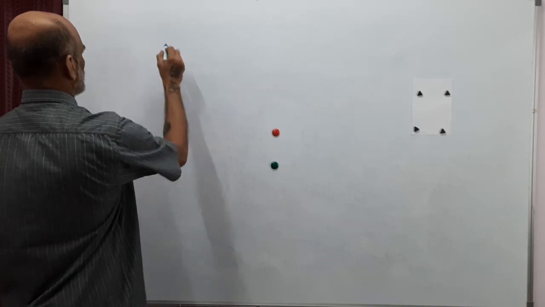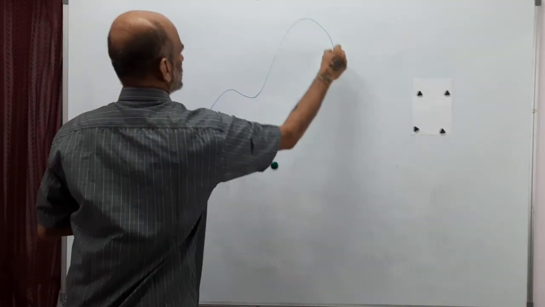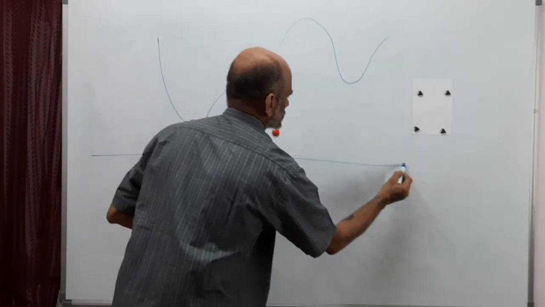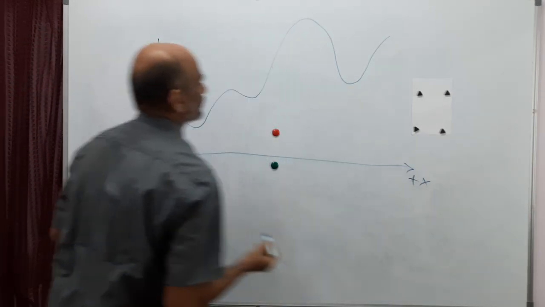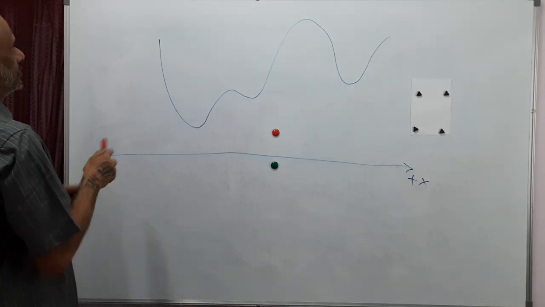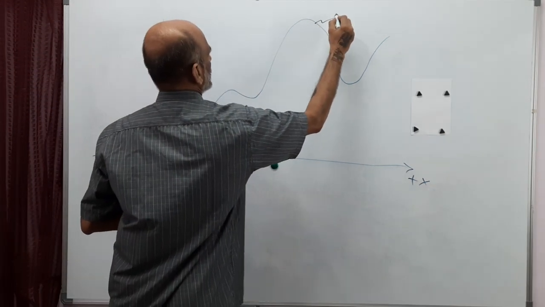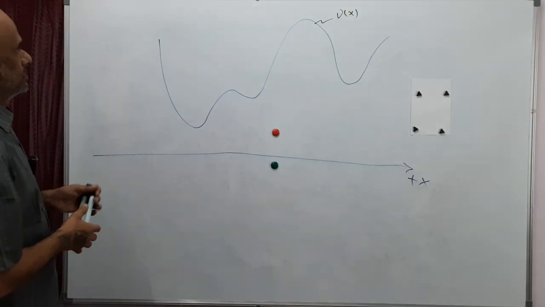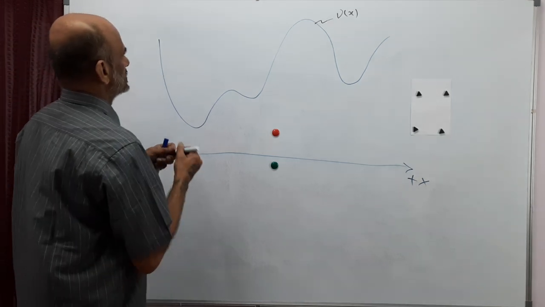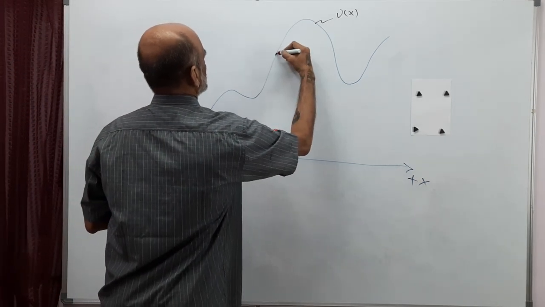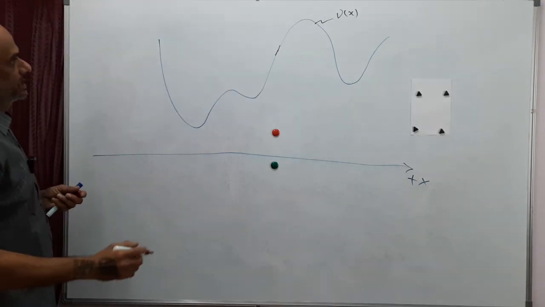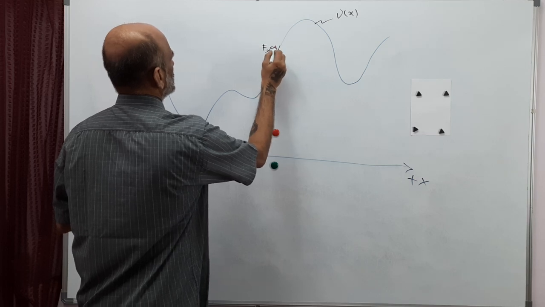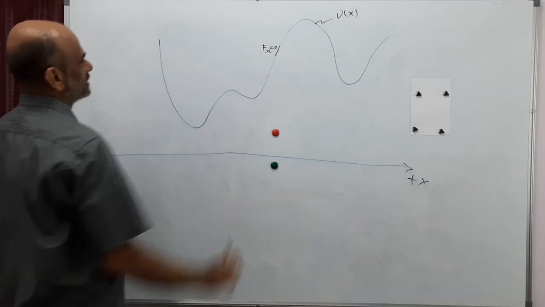Let me take this example, potential energy function. This is the positive x direction, and this is the variation of the potential energy as a function of say x. So at this point, the slope is positive, so the negative gradient will be negative, so force is negative, so it's towards the negative x direction.